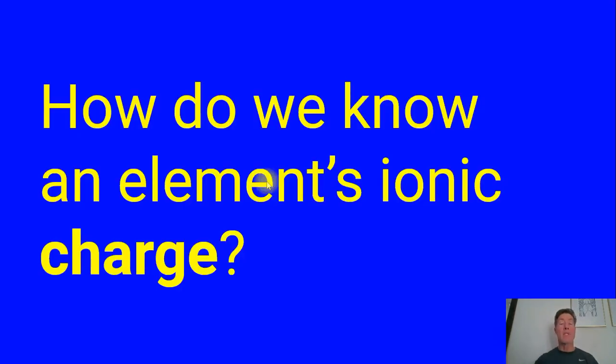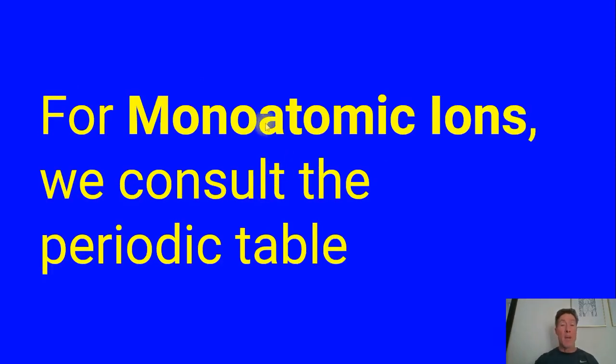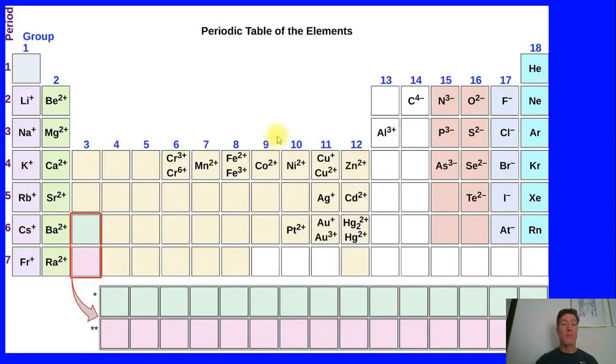Well, how do we know an element's ionic charge then, especially for building ionic compounds out of ions? Well, for monoatomic, that's single atoms, we consult the periodic table. The periodic table in its groups tells us the usual ionic form of the various elements. So everything here in group 1 is generally going to form a +1 ion. Group 2, a +2 ion. We'll skip these transition elements. Group 3, a +3. Group 4, either a + or -4.